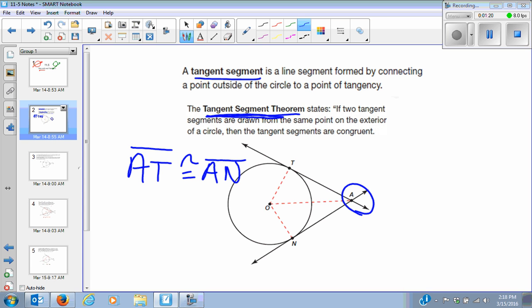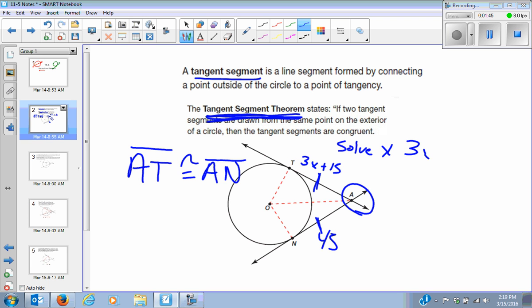Remember, on Friday you're going to have a test. You need to know all these different theorems that state why you know that this is congruent to this. And on the test, I might say 3x plus 15 equals 45. And then you have to solve for x. And then you're supposed to know, oh, wait, the tangent segment theorem says that this is congruent to this. That's not going to be on the test.